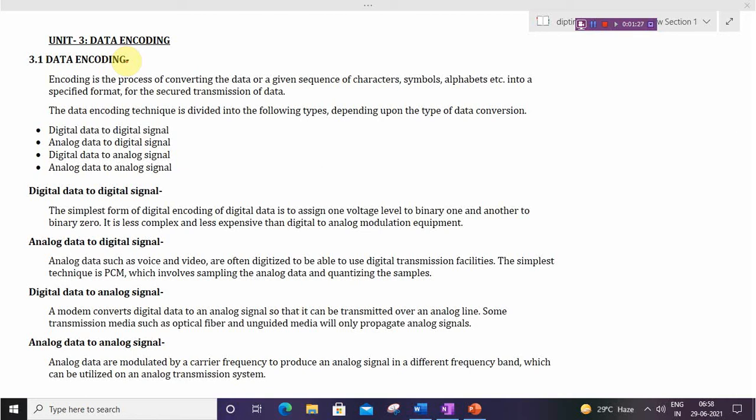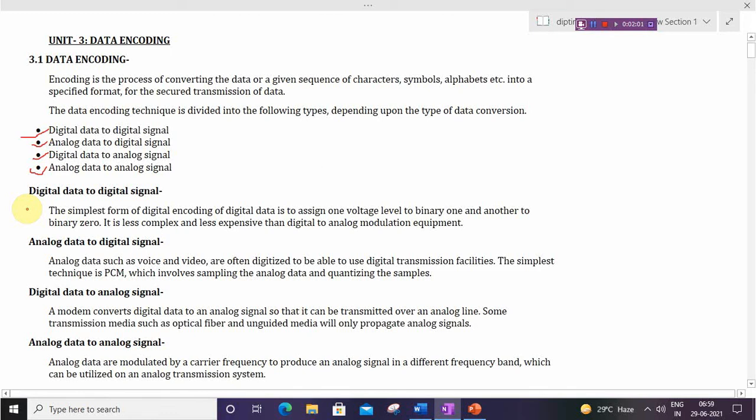Okay, and data encoding technique is mainly divided into four categories. First one is digital data to digital signal. And the second one is analog data to digital signal. Then digital data to analog signal and analog data to analog signal. Okay, so let's first discuss digital data to digital signals.